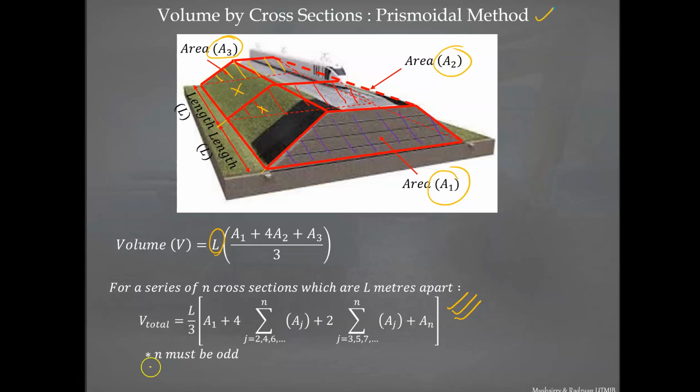Again, n must be odd, similar to Simpson. If it's even, try to use prismoidal for the last odd sections, and for the remaining section use your n areas method. Okay, so basically prismoidal should be preferred over n areas if possible, especially if the distance L is quite large.